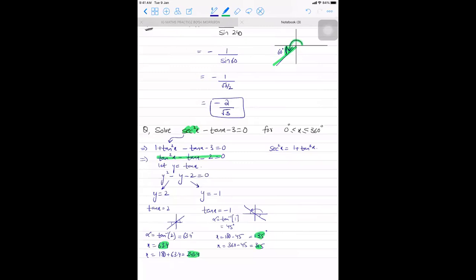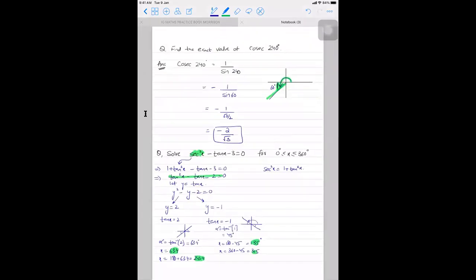Okay. All right. Now the next thing that we are going to start is the concept of compound angles. Compound angle formula. We are going to see a few formulas.